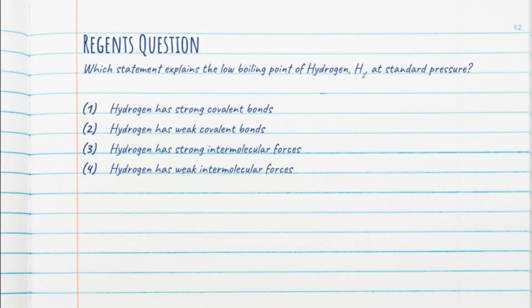Which statement explains the low boiling point of hydrogen at standard pressure? The stronger the intermolecular forces, the higher the boiling point. So if hydrogen has a low boiling point, then it must have weak intermolecular forces, choice 4.